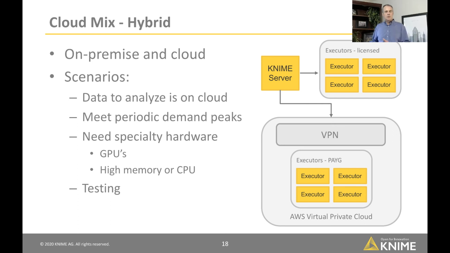It's so much data that you don't want to move it into your data center. So you want to be able to start Executors in the cloud and use those Executors with your on-prem Knime server. Also, you may need to meet periodic demands. You have peaks in demand that happen maybe seasonally. So this will allow you to bring up extra compute capacity so that you can meet that demand. And when it passes, you can throw those away. And again, it's back to cost savings.